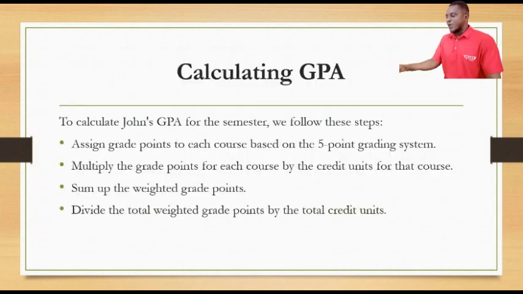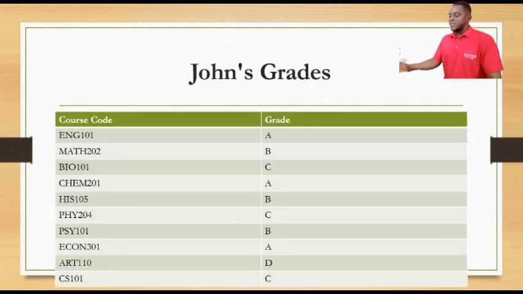So how do we calculate GPA? The first thing you need to do is assign grade points to each course based on the 5-point grading system, as we will soon see in the next slide. Then you multiply each grade for each course by the credit unit for that course, sum the weighted grade points, and divide the total weighted grade points by the total credit units. So this is the example.